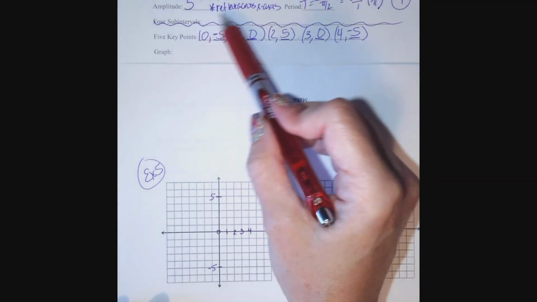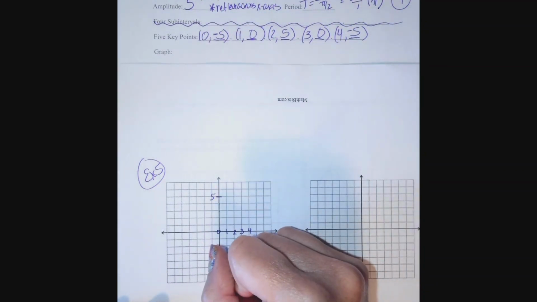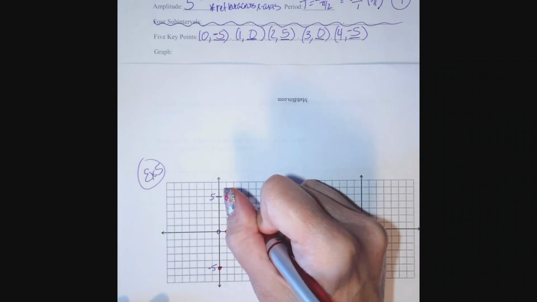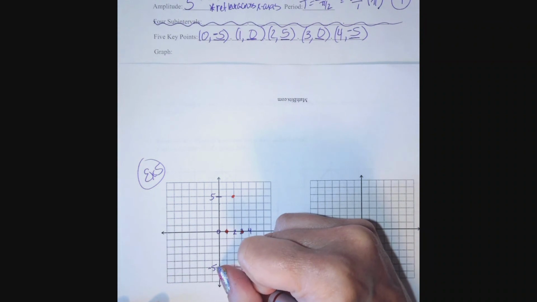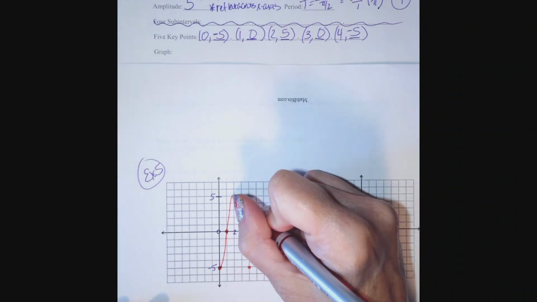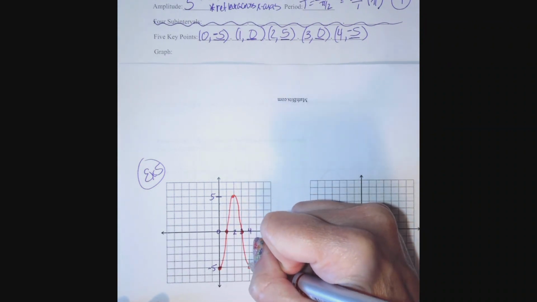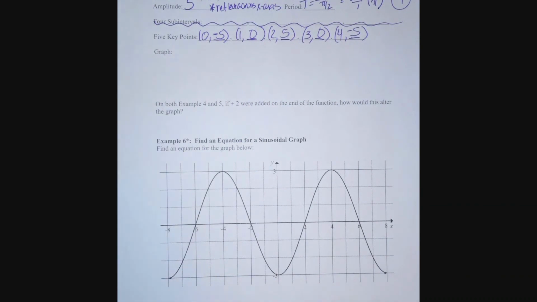All right, let's graph. Cosine starts at peak, except this is negative cosine, so it starts at trough, center, peak, center, trough. Oh, it got stretched vertically in a serious way, didn't it? So that's what my graph for example 5 looks like. Awesome. Okay, let's look at the next one.